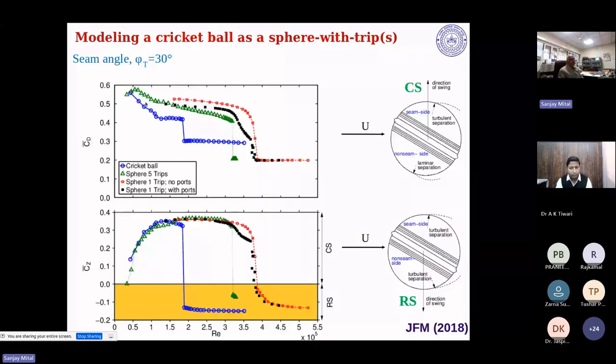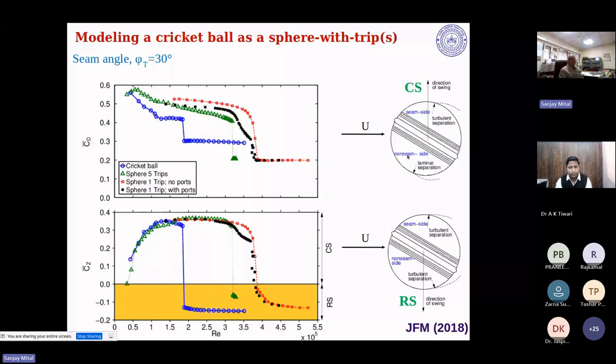And the same thing happens with the drag: it reduces with speed, and at some point it comes down drastically when the boundary layer is completely turbulent, and you get a lower drag. What is the phenomenon? I have tried to list it in these cartoons. Let's first look at the conventional swing, and then we will look at the reverse swing.